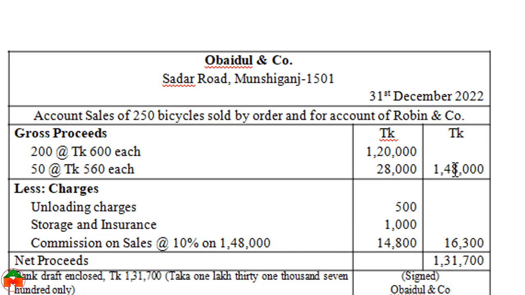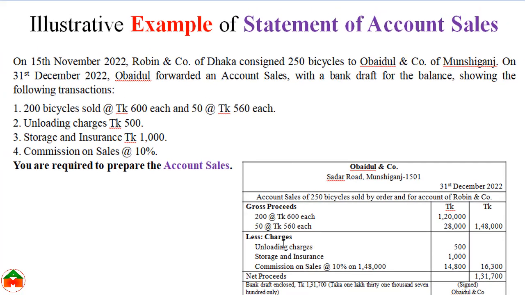We can see this is the sale proceeds, I mean revenue. On this sale proceeds or revenue, the commission is 10%, that is 14,800. Total 16,300 would be deducted from the sale proceeds. Ultimately, the consignee will pay 1,31,700 to the consignor, and this statement is known as account sales, prepared by the consignee, I mean the agent, and that account sales will be sent to the consignor as a statement of account sales.